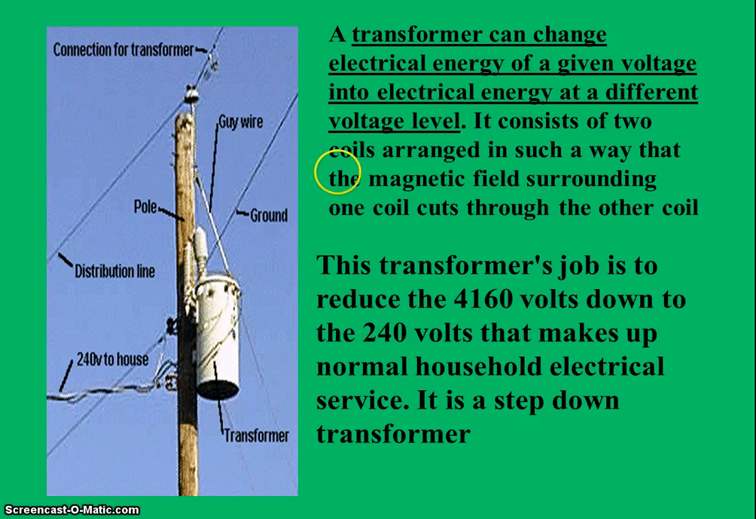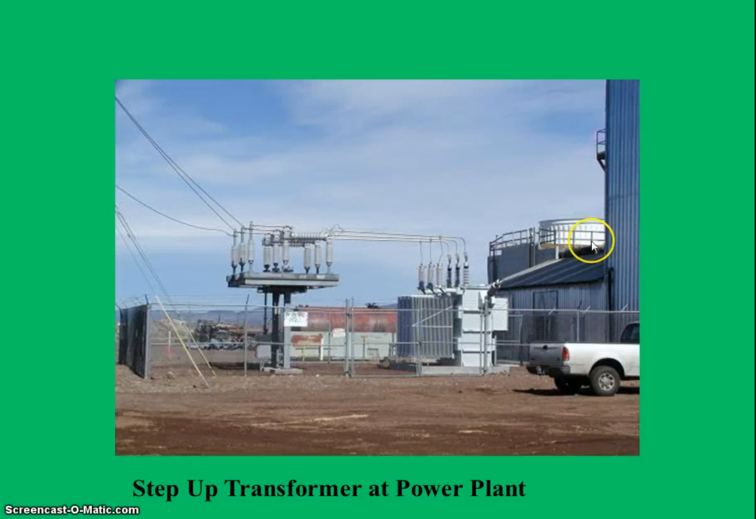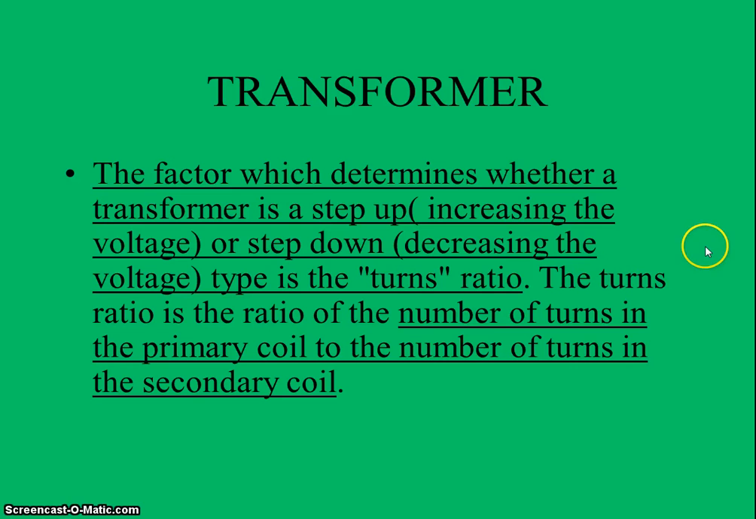So a transformer is going to change the voltage of electricity, and it does this by having different sets of coils. So you might have one that's got a lot of coils and one that's got few coils, or vice versa, in order to change the voltage of the current. And here's a nice picture of parts of a power plant. This is a transformer that is used at a power plant.